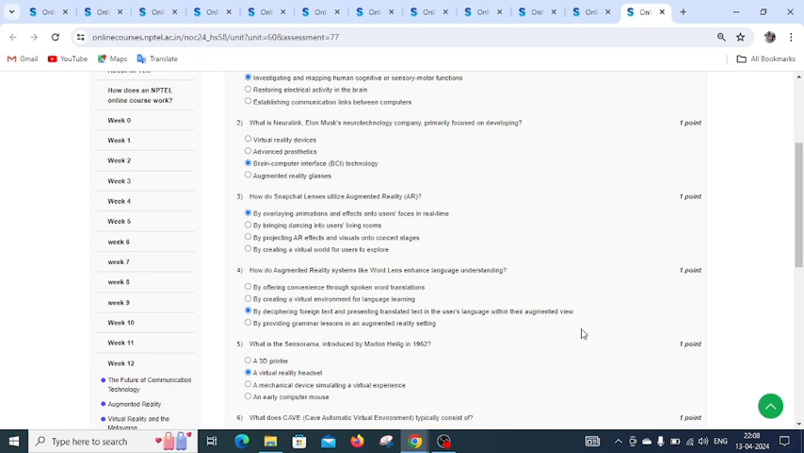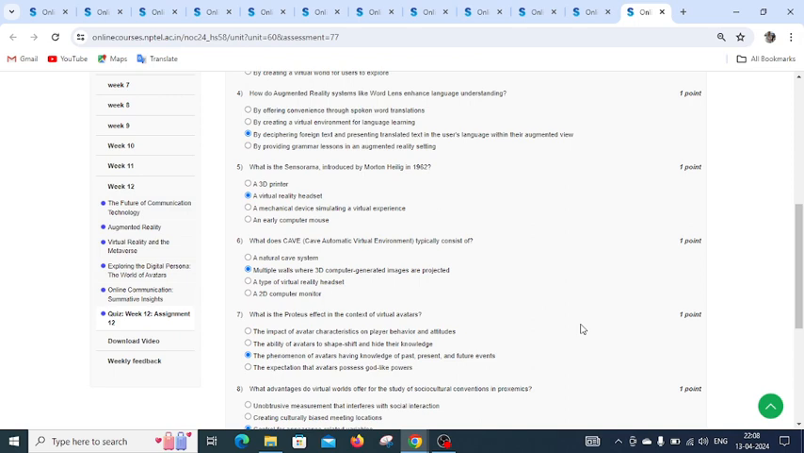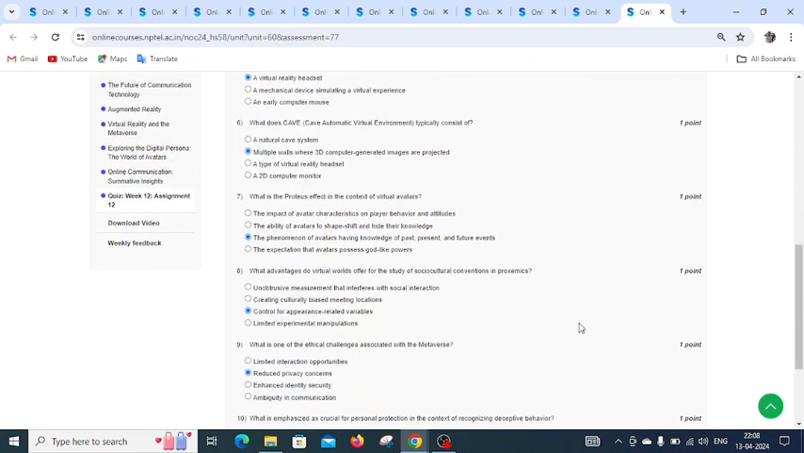Sensorama, introduced by Morton Heilig in 1962, a virtual reality headset. What does a CAVE typically consist of? Multiple walls where 3D computer generated images are projected. What is the Proteus effect in the context of virtual avatars? The phenomenon of avatars having knowledge of past, present, and future events. What advantages do virtual worlds offer for the study of sociocultural conventions in proxemics? Control for appearance related variables.